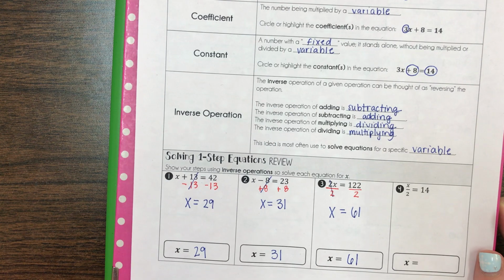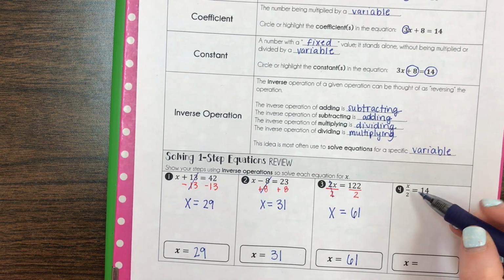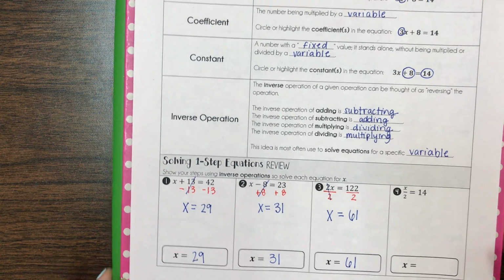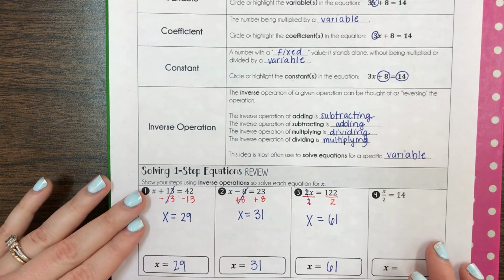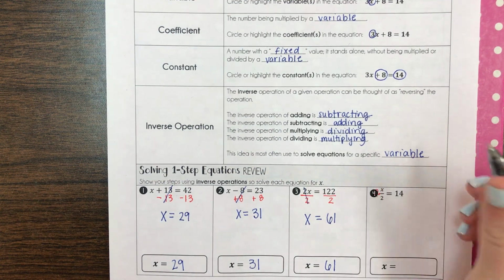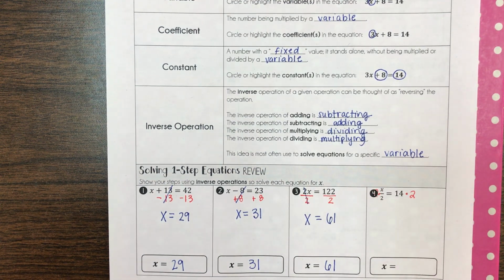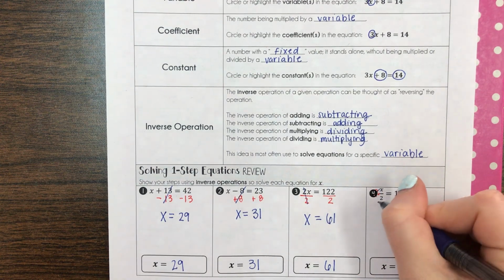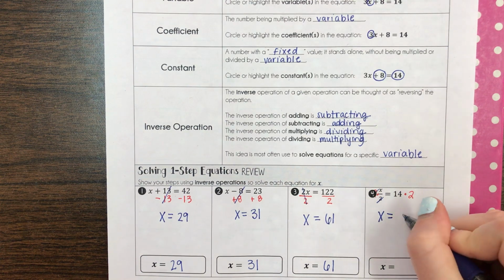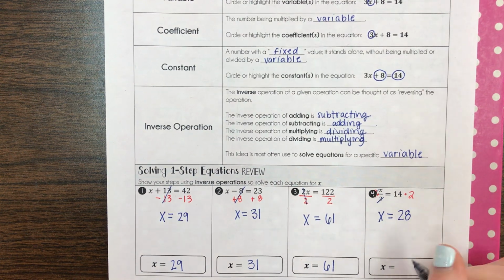And then last but not least, we have number 4. So right here we are currently dividing, so to undo division, we have to multiply. So we're going to multiply both sides by 2. So these 2's now cancel, so we are left with 1x equals, and then 14 times 2 is 28.